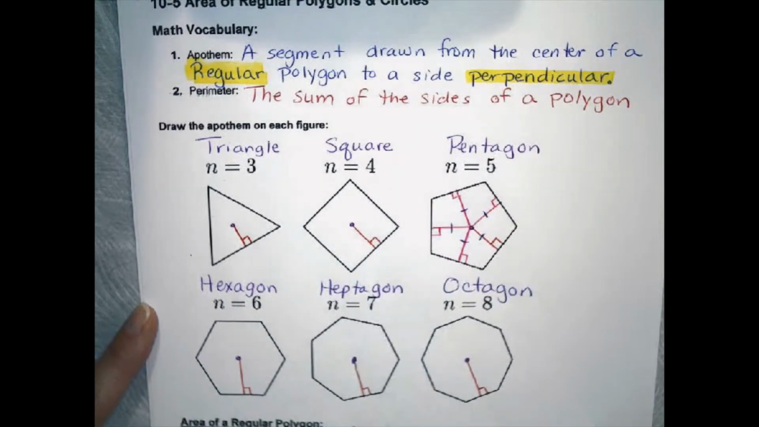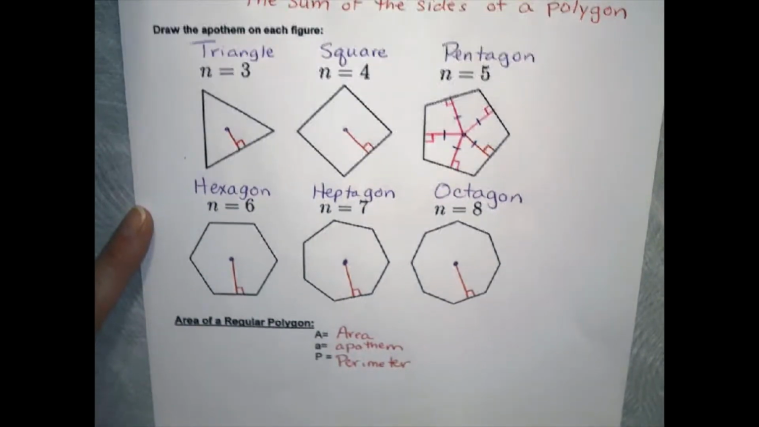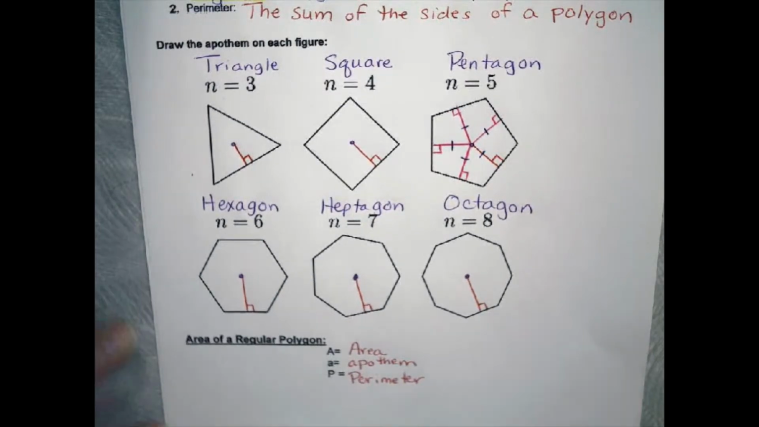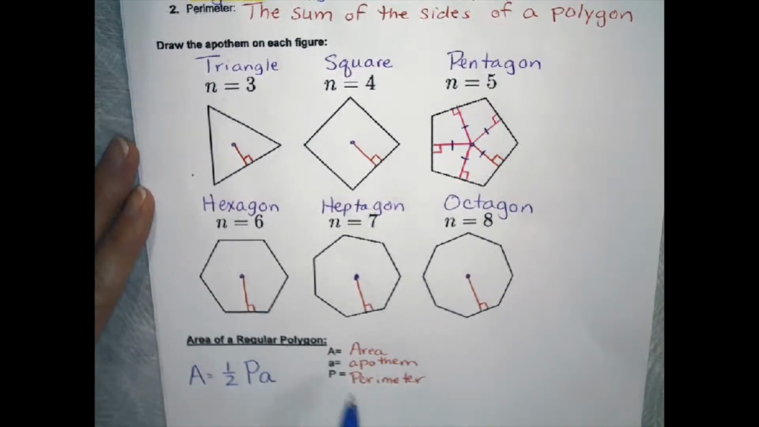In order to find the area of a regular polygon, we need to know both the apothem and the perimeter. The formula for the area of a polygon is area equals 1/2 times the perimeter times the apothem. In this formula, we use a capital A to designate area, a lowercase a to designate apothem, and a capital P for perimeter. We're now going to do a few examples in which we'll use this formula.